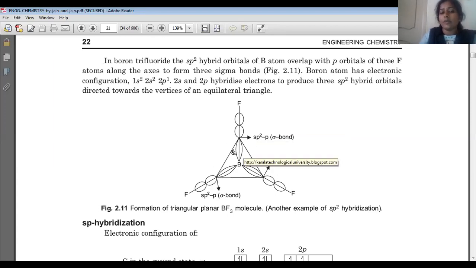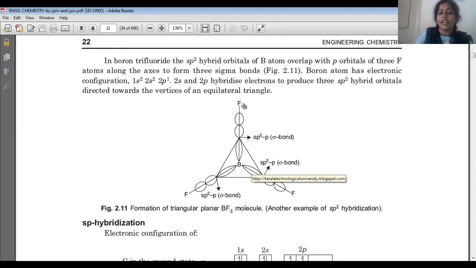Three sp2 hybridized orbitals are occupying three corners of the plane, so that we will get an sp2-p sigma bond. Why are we saying sp2-p sigma bond? Because this sp2 orbital belongs to the boron atom, and this p is nothing but the p orbital of the fluorine atom. The fluorine atom contains one odd electron in its valency shell. That's why that p orbital containing the odd electron will bind with the sp2 hybridized orbital of boron, and the bond angle will be 120. So this is about sp2 hybridization.